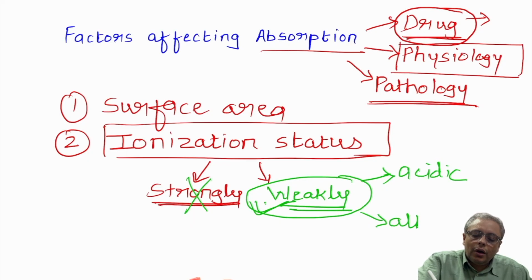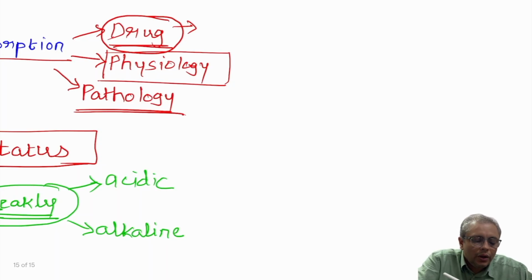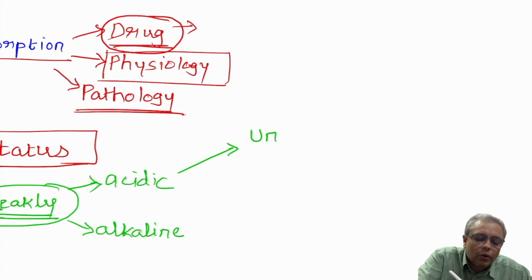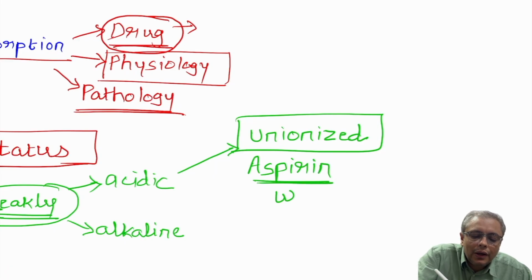Now proceeding further, one should be very clear that it is only the unionized part of the drug that is going to be absorbed. Only the unionized part is going to be absorbed. Now I am giving you one example, aspirin. Aspirin is a weakly acidic drug.